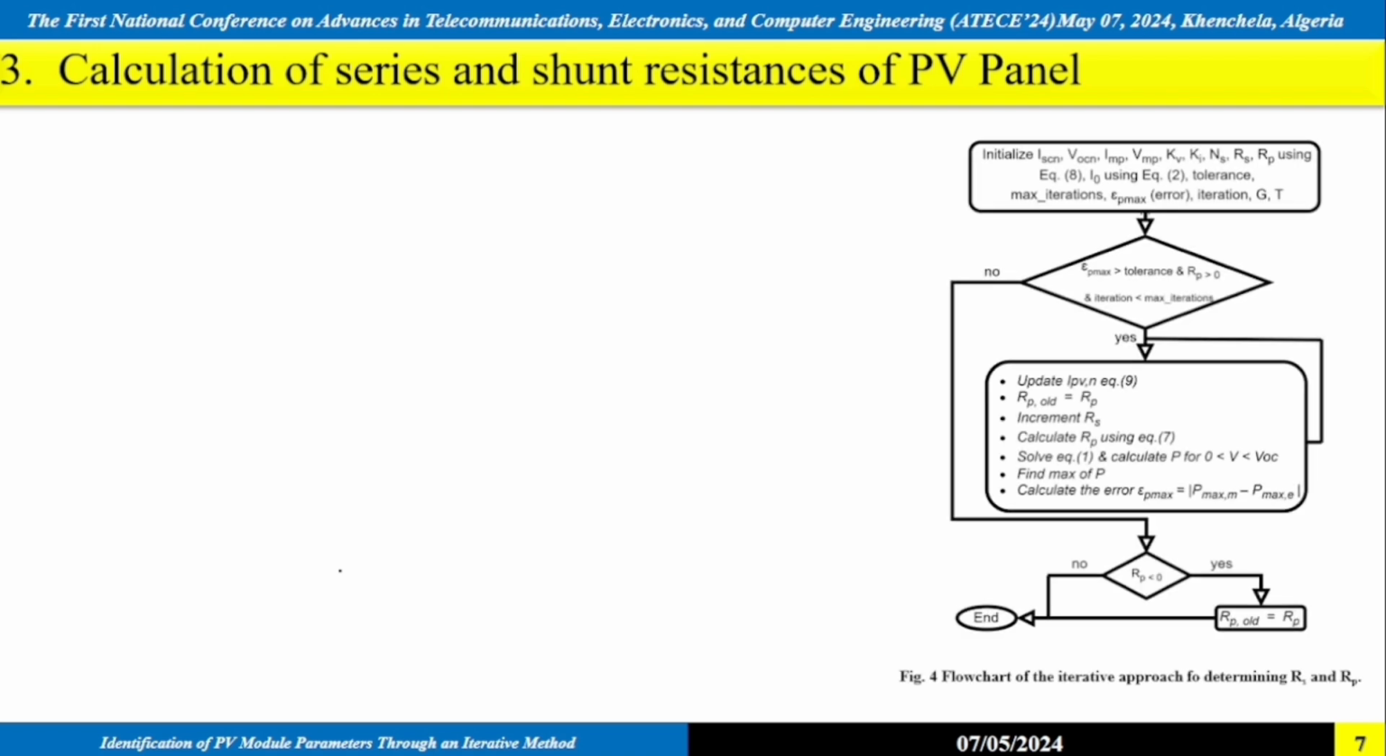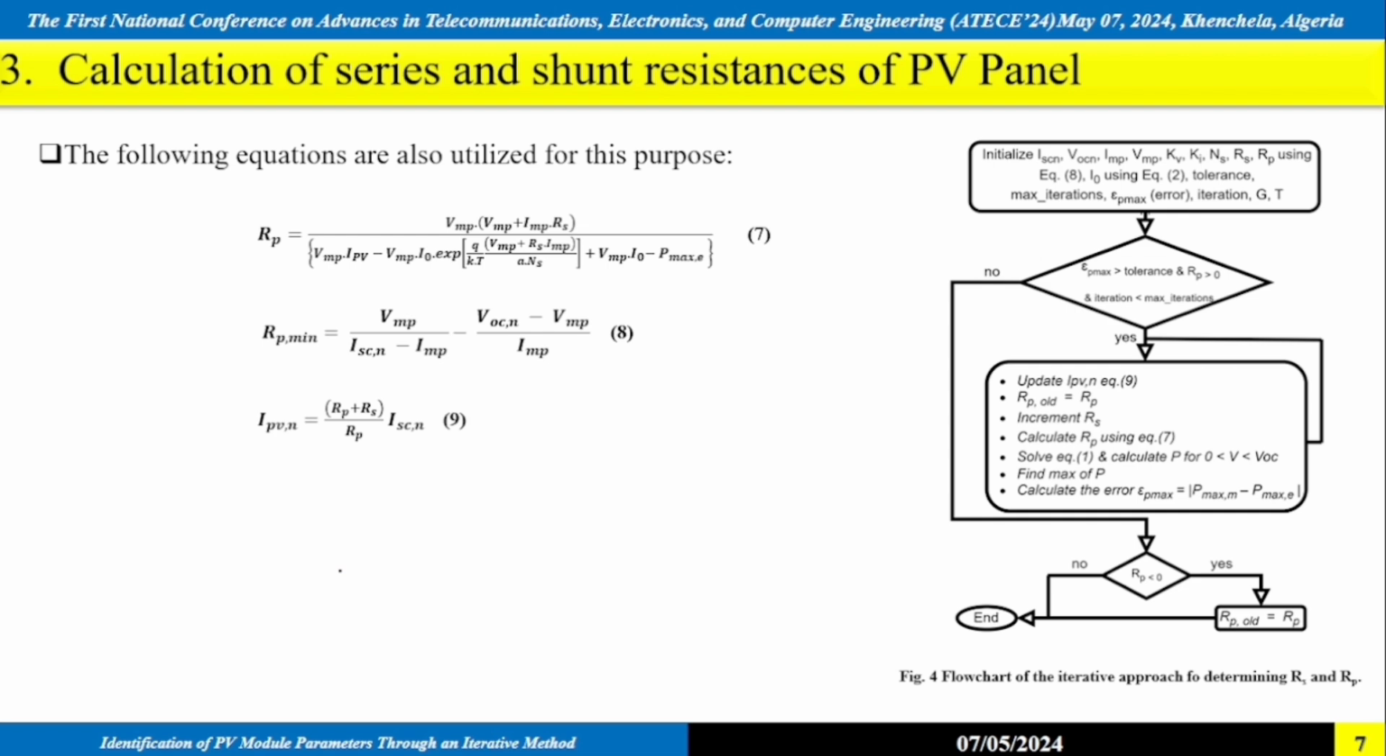So this is the flow chart describing the whole algorithm used to determine RS and RP by means, of course, of the NRM method. And the following equations are also used for this purpose. Here RP mean is used as an initial guess for the value of RP, the parallel resistance. And for the initial guess of RS, it is taken 0.